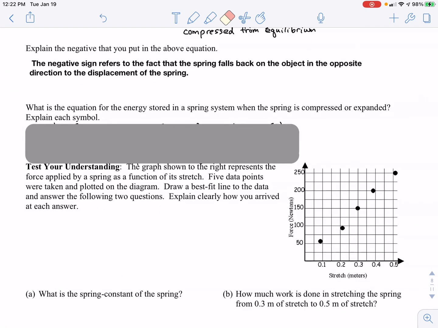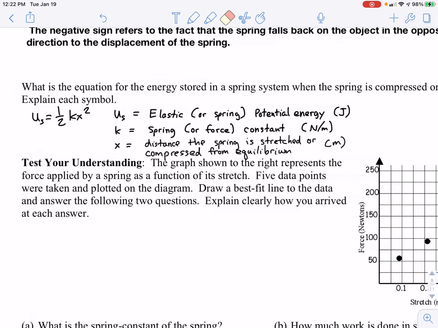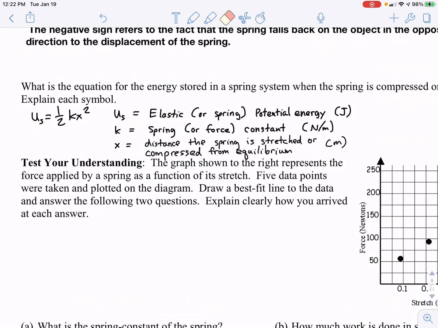What is the equation for the energy stored in a system when the spring is compressed or expanded? The equation is U sub S, the elastic or spring potential energy, is equal to 1/2 kx squared. K again is the spring or force constant, and x again is the distance the spring is stretched or compressed from equilibrium.